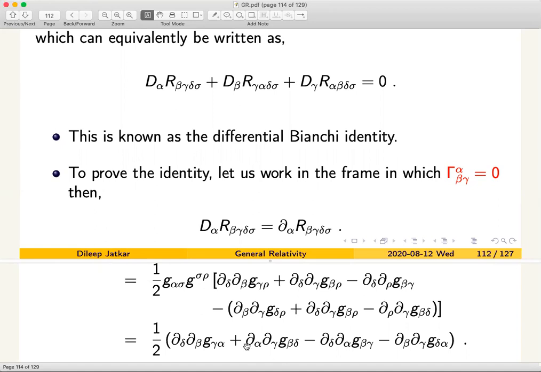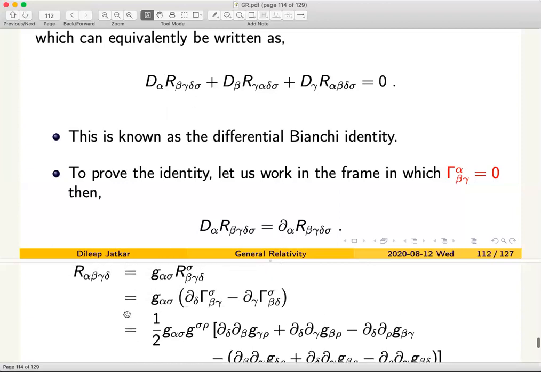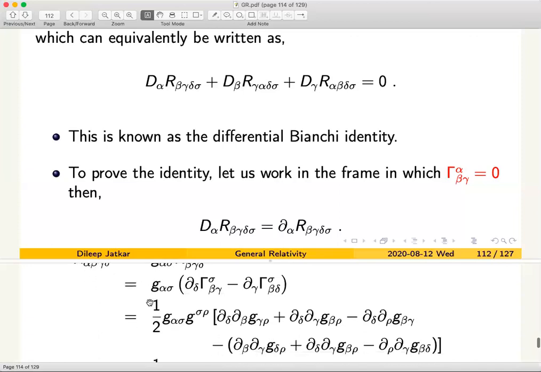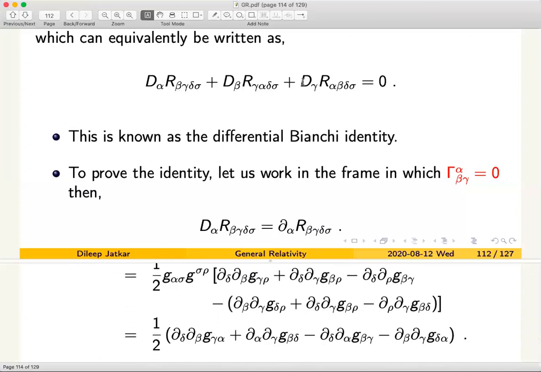So what we can do is use this form of the Riemann tensor, which is the right description in the gamma equals 0 frame, and we use the fact that the covariant derivative reduces to a partial derivative in the same frame. We just compute this quantity by taking the partial derivative of this expression, obviously with indices appropriately permuted, because this quantity is written for R alpha beta gamma delta, whereas in this expression there is no R alpha beta gamma delta.